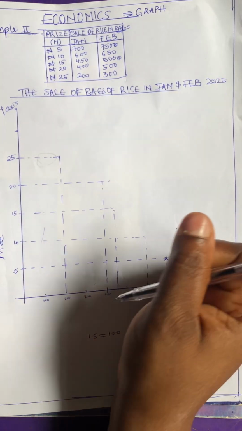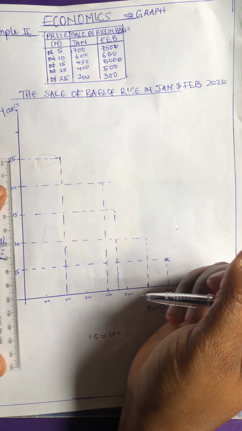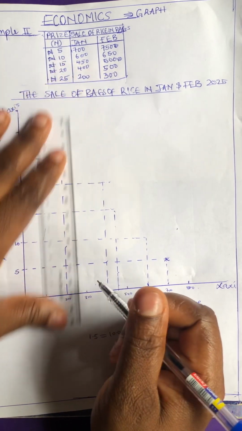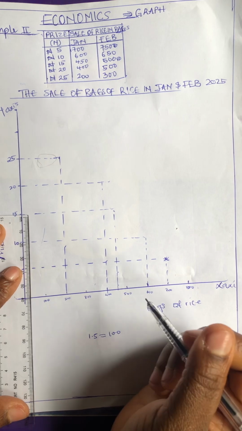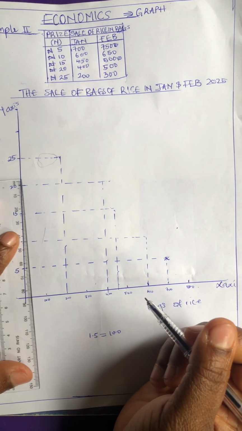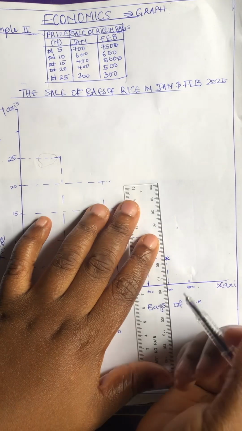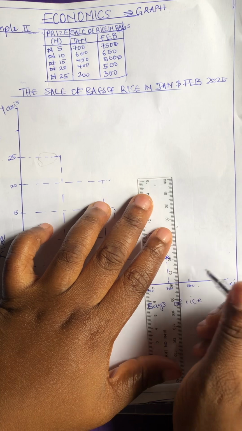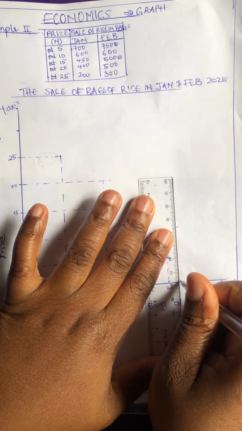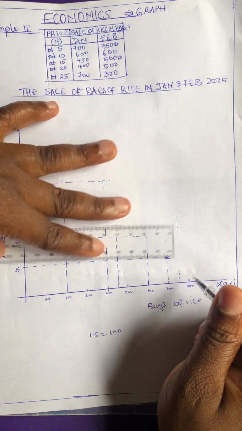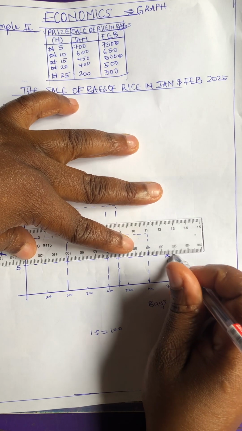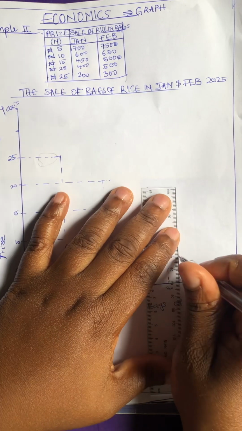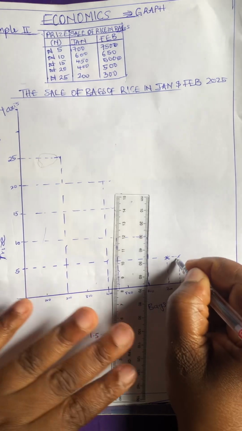Now let's do that of February. Let's go. At 5 naira, 750, 750 bags were sold. Where's our 750? 750 is in between 700. So let's mark that. Then let's continue. Let's show a continuous change. Here we have marked this.